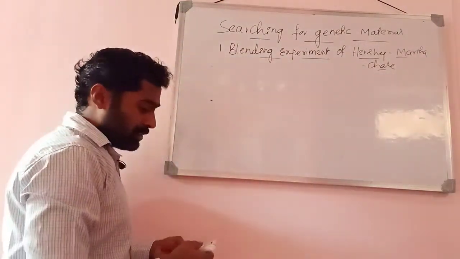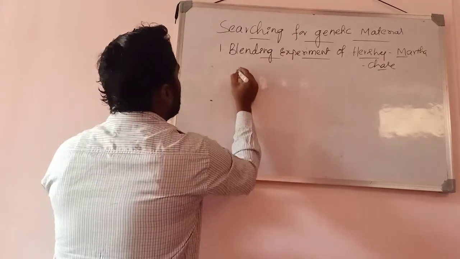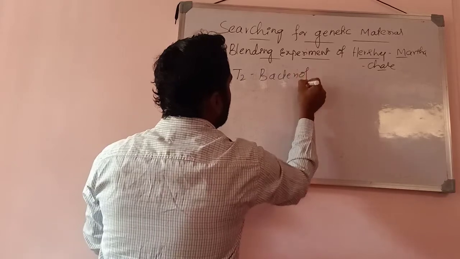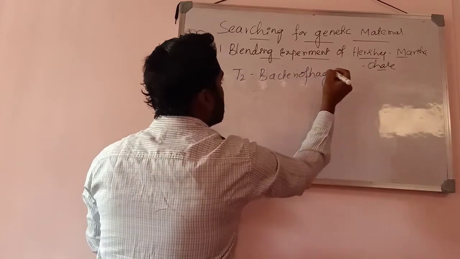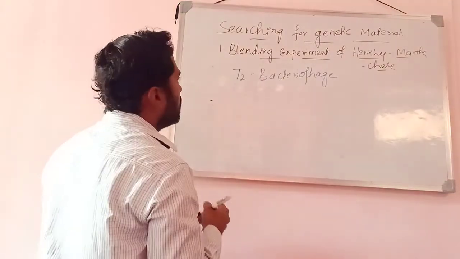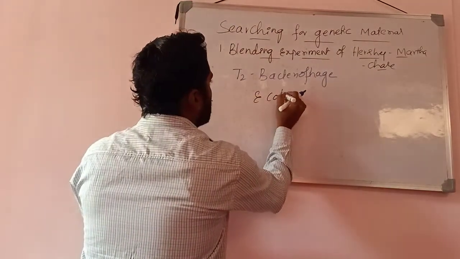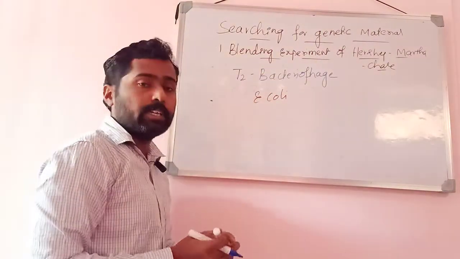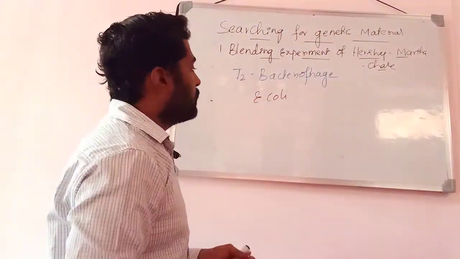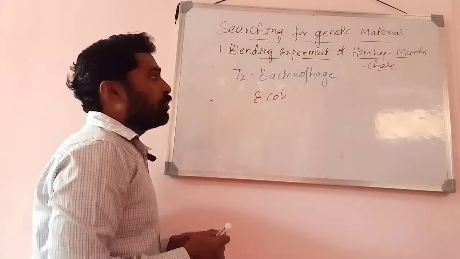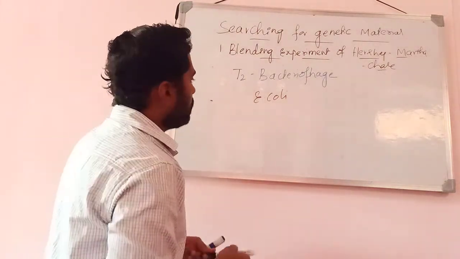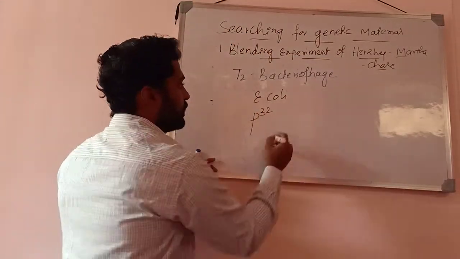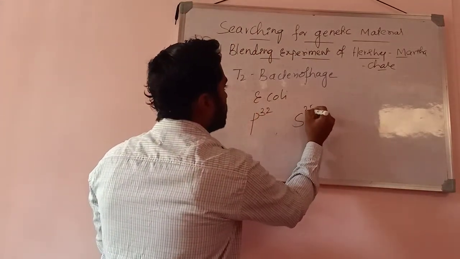To conduct this experiment, they selected T2 bacteriophages. You know what a bacteriophage is? That is nothing but a virus which infects bacteria. T2 bacteriophages and E. coli bacteria as host, because these bacteriophages will infect the E. coli cells. They grew bacteriophages on media which consist of P32, that is phosphorus 32, as well as S35, that is sulfur 35.